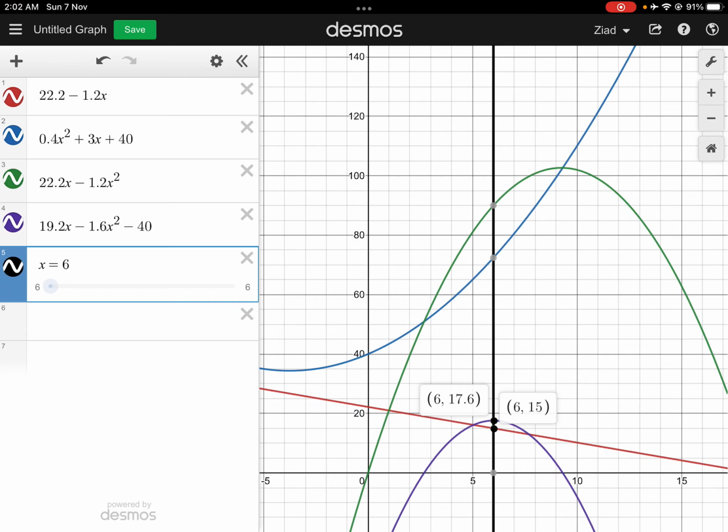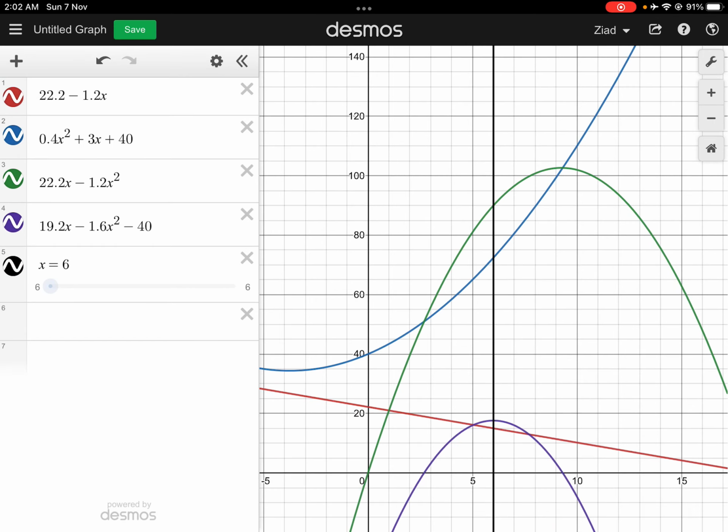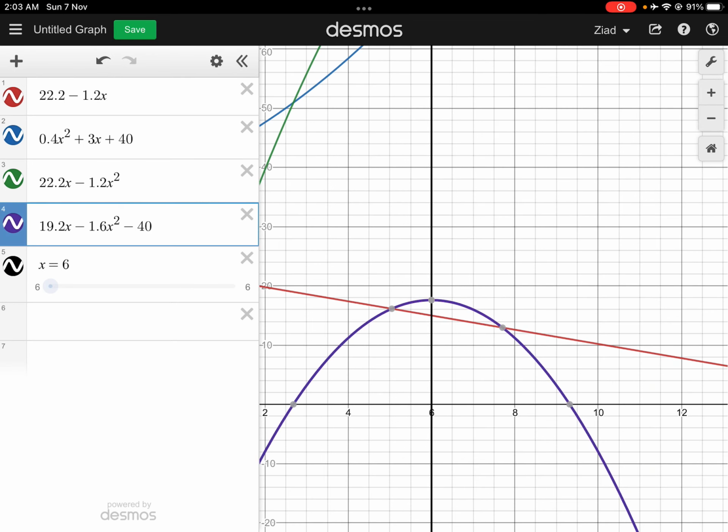And if you go to the red curve, that is the price demand function, you see that it's touching at 15. So this is telling you that if you want to get the maximum profit, then you sell your units at 15 dirhams a unit. If you do this, then the profit will be maximum. Otherwise, if you go to any other point, it will not give you the maximum profit. The maximum profit is only at the point where x is 6. So when you produce 6,000 units.